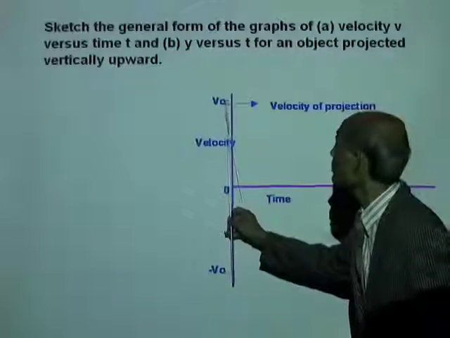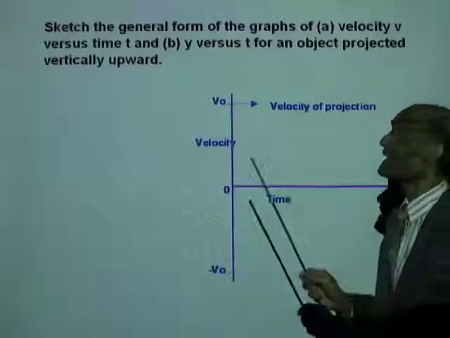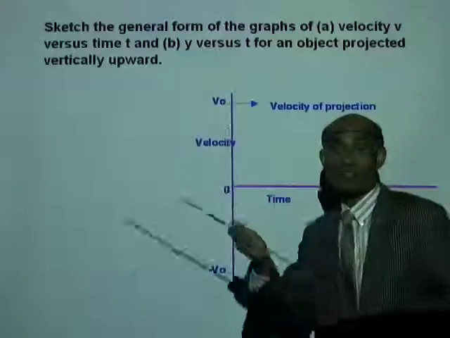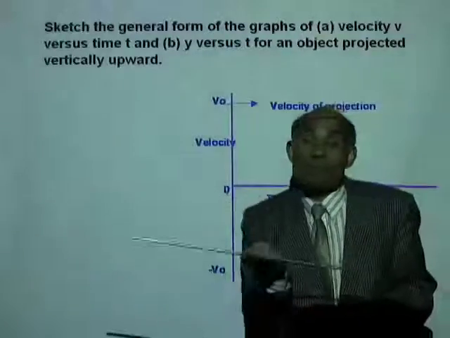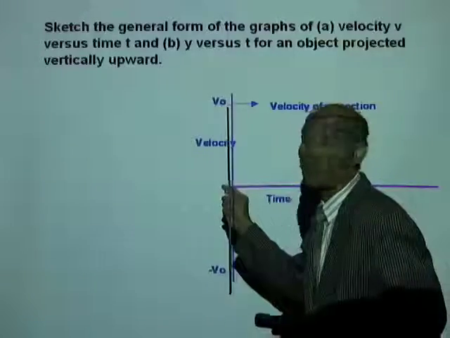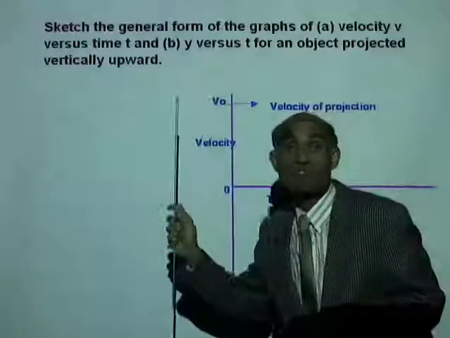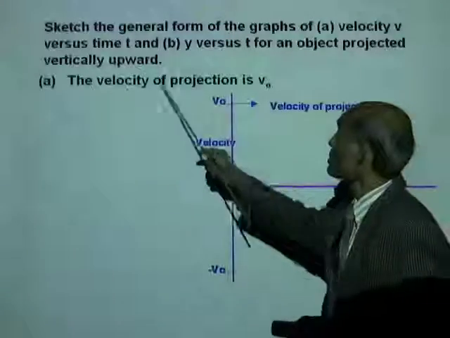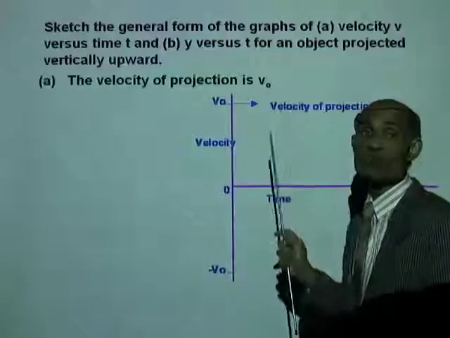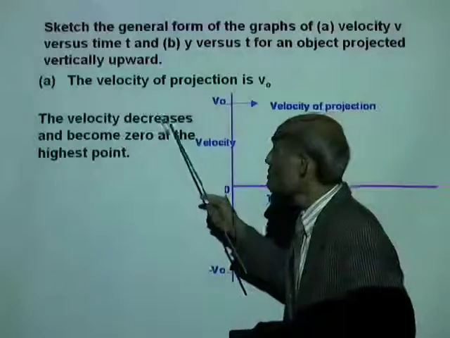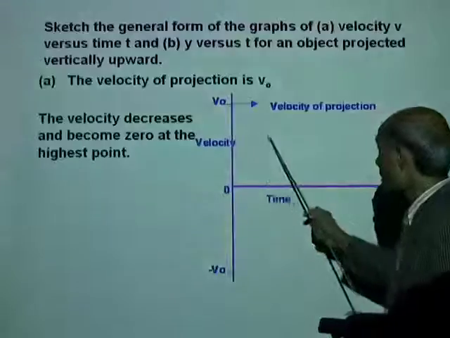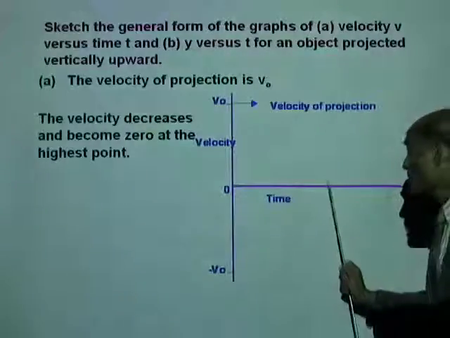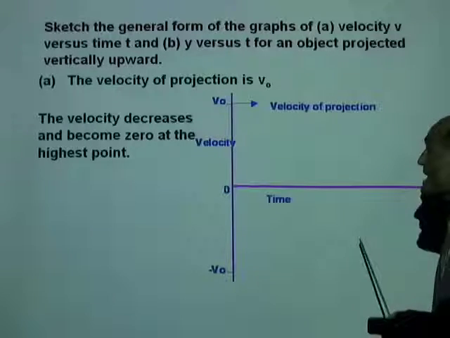Alright, so how do we plot a graph of velocity against time? V0 is the velocity of projection. The moment you throw it up, it has a velocity V0. And what happens to it with time? The velocity decreases and becomes 0 at the highest point. And then it goes in the negative direction.